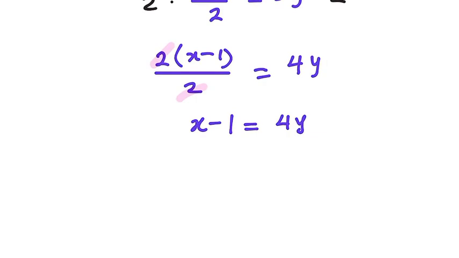Now let me write it in a formal way, in a way that makes sense. I have x; we transpose this to this side, that is x minus 4y, then I will transpose 1 to the other side, and we're going to have 1. So let's call this equation A.